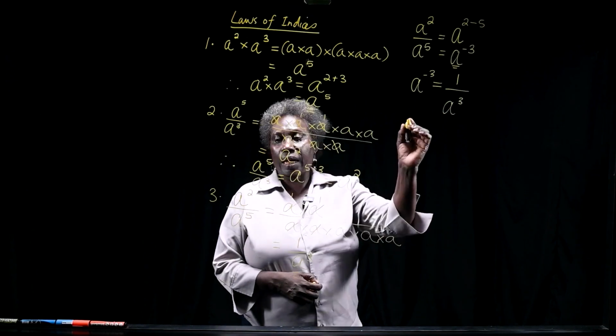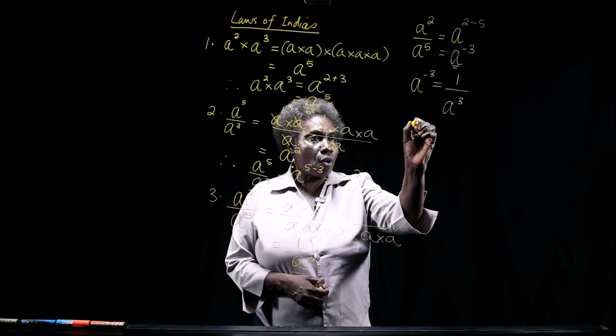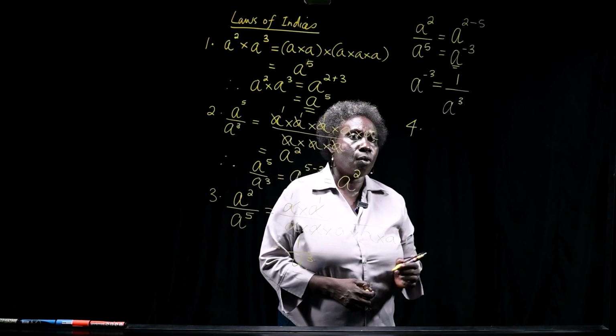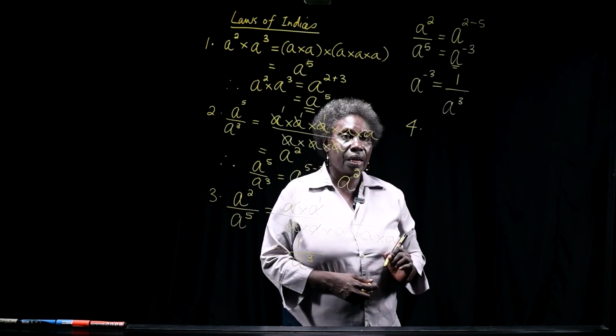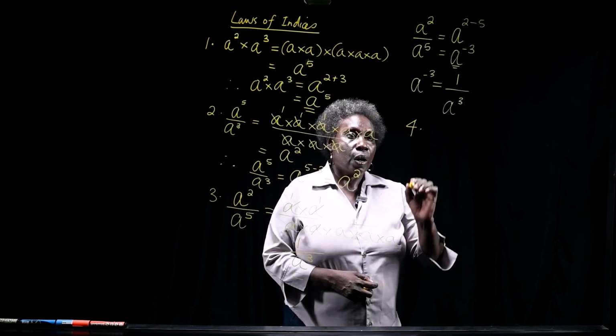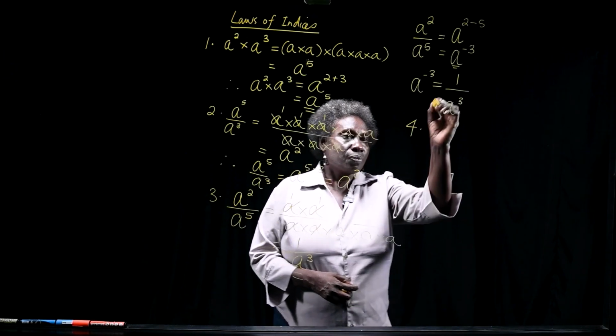Now, let's look at rule number 4. Rule number 4 is on the zero index. What happens when a power is raised to 0?